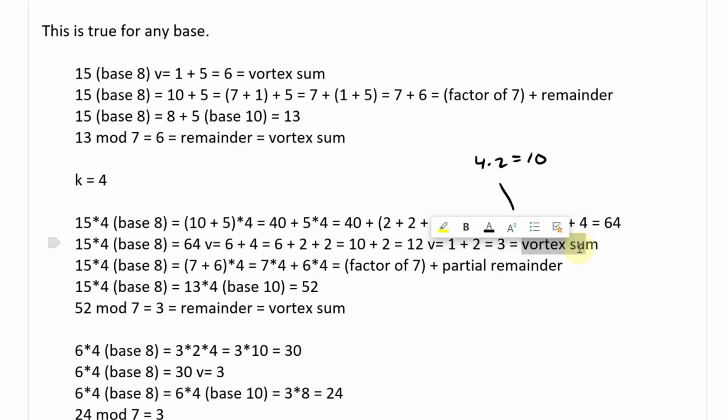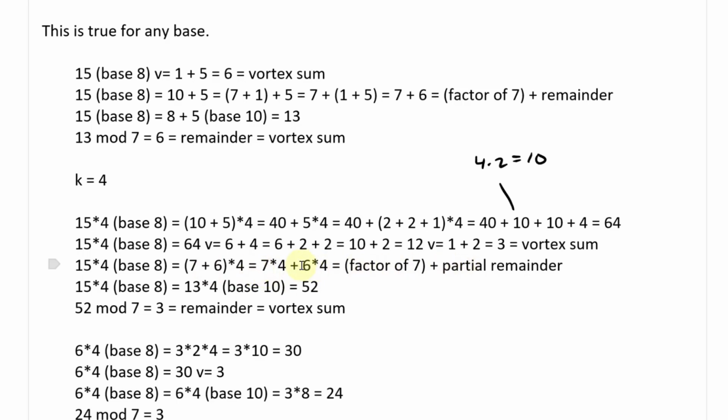So that's doing that manually. And now we have 15 times 4. This is the manual way, but now if we write it in our factor of 7 plus remainder form, we have 15 times 4, where 15 is equal to 7 plus 6. That's right here. So 7 plus 6 times 4. And then 4 times 7, that's a factor. You just multiply these out. 4 times 7 is a factor of 7, and then plus 6 times 4. So we have a factor of 7 plus a partial remainder, because again, we've got to reduce these further.